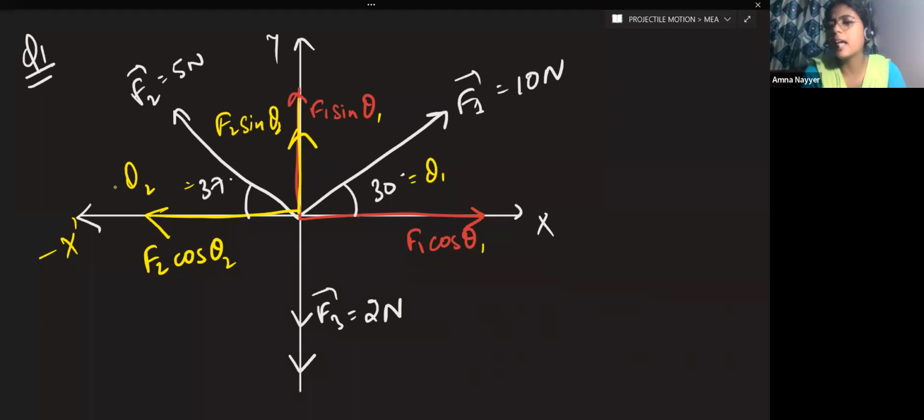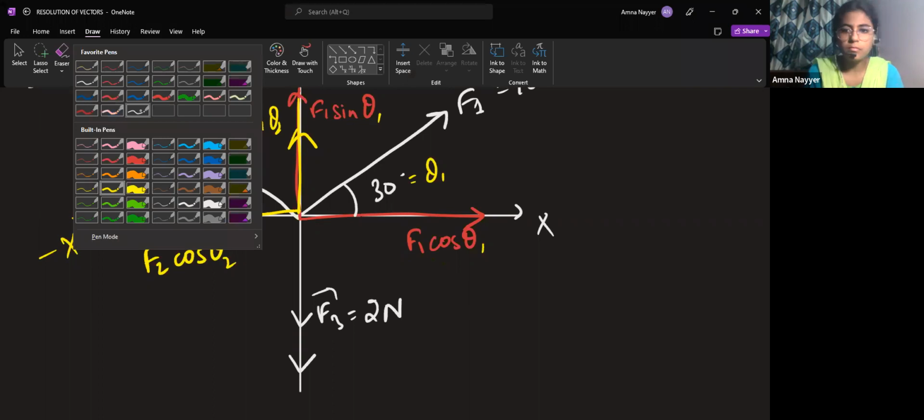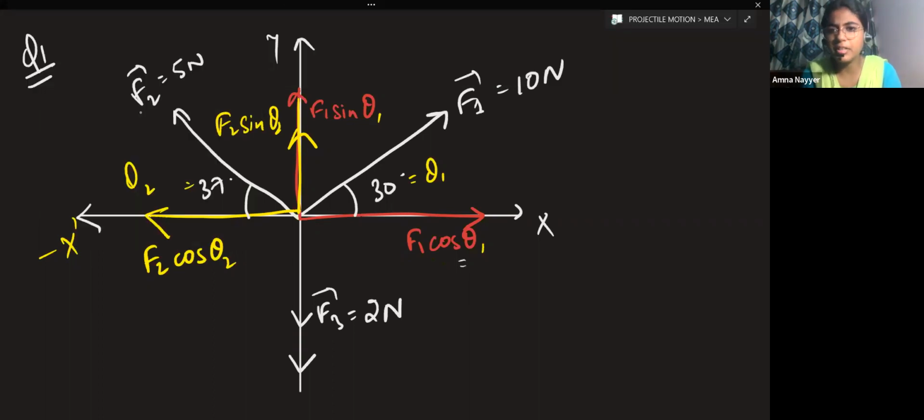F3 is lying exactly on the y-axis, so it is not troubling us, and we need not resolve it. Now we have all the forces along the x-axis and along the y-axis. Let's put in the values. F1 cos theta, what is F1? F1 is 10. Cos 30 degrees is root 3 by 2, so this becomes 10 root 3 divided by 2, which is 5 root 3. This is the force component along the x-axis.